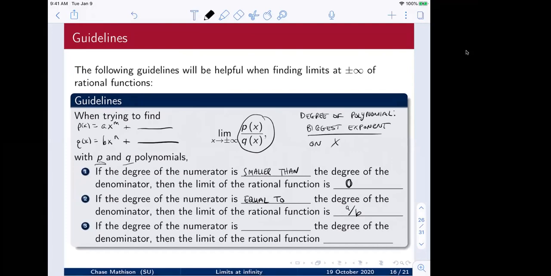Okay. And then the last line, if the degree of the numerator is bigger than the degree of the denominator, then the limit of the rational function is plus or minus infinity. And you have to determine the sign from the actual function itself. Okay.